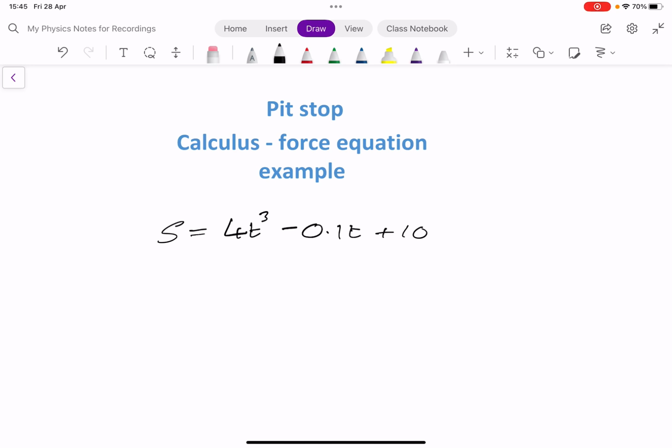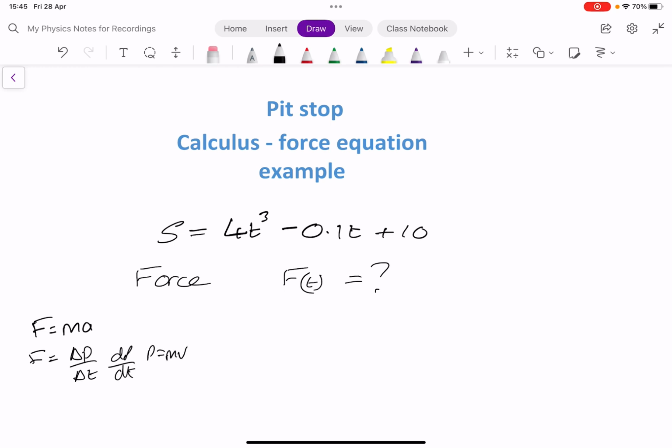The question I'm going to ask us to complete is, I want an equation for force as a function of time. So what we need to do is, again, work the problem from both ends as we normally would. We've got to think what we could do to get an equation for force. We know that F equals ma, F equals change in momentum over time, and therefore would be dp by dt. We know that p is mv. There's lots of ideas we could have.